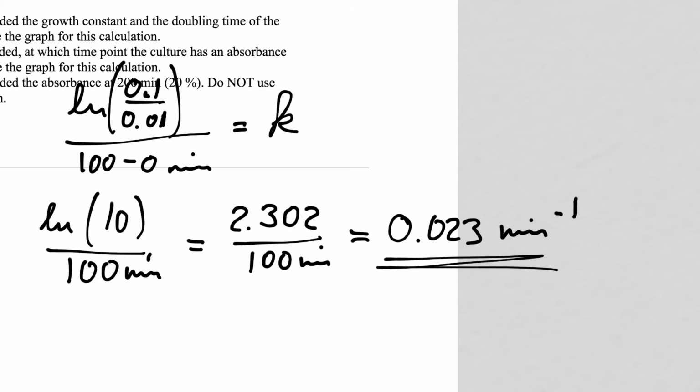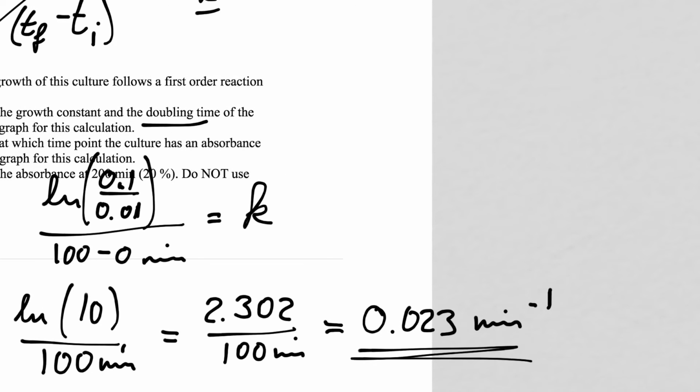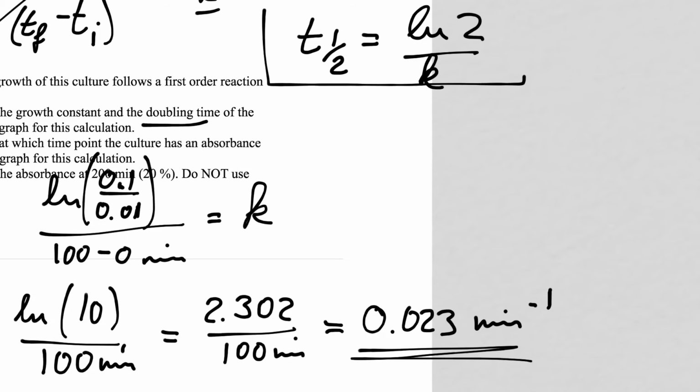Now it asks us about the doubling time as well. Now we need to find a way how we can convert this growth constant to a doubling time. Now we know that for consumption we defined what is called the half-life. Remember half-life? We said the half-life is defined as ln2 divided by k. The beautiful thing is this equation here for the half-life also holds true for the doubling time. It's exactly the same thing.